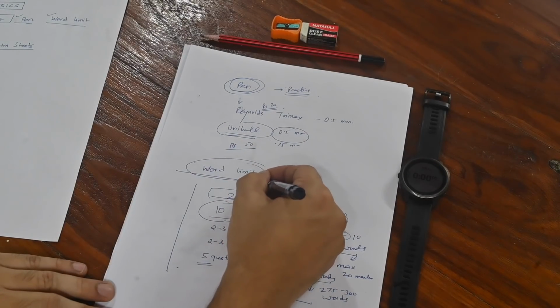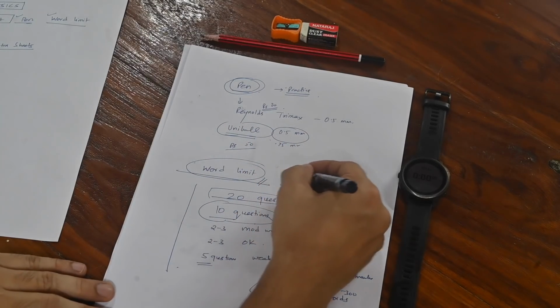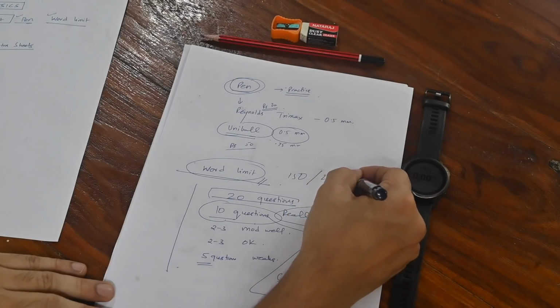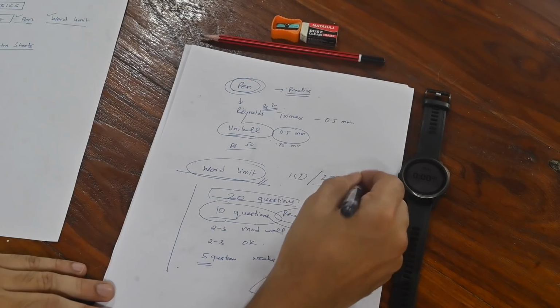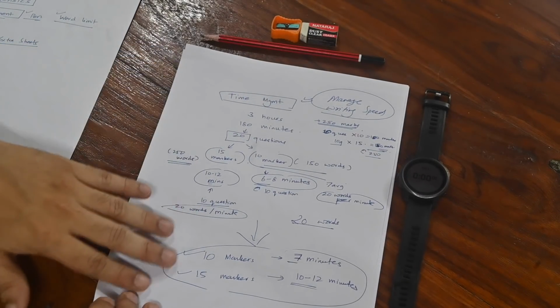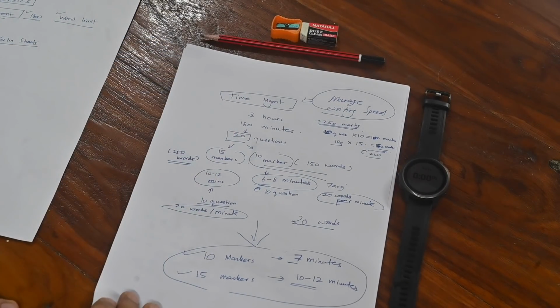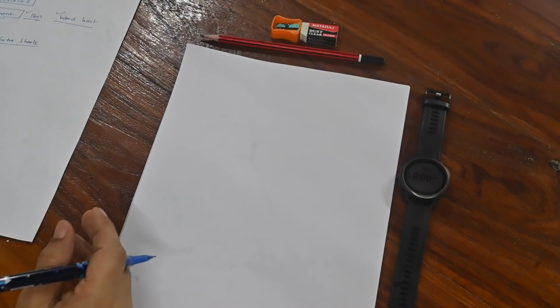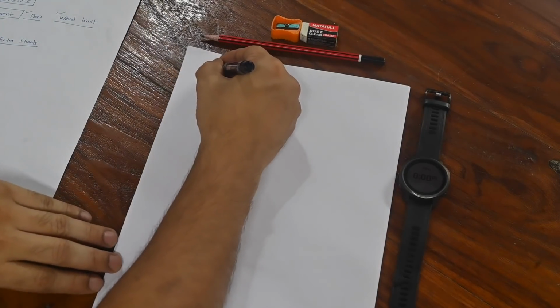So this is the rough word limit, but stick to the 250 word limit that is given in the paper, and that is doable if you follow this time management technique that I have told you. If you follow this, it will be easy. Okay. Now let us come to the next point, which is handwriting.